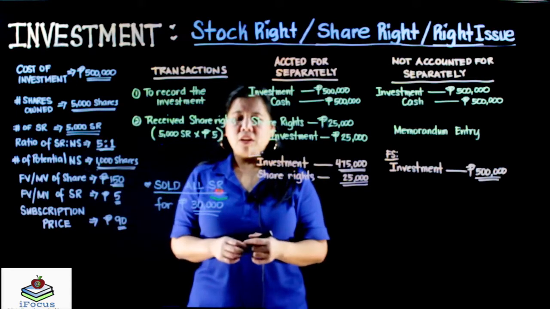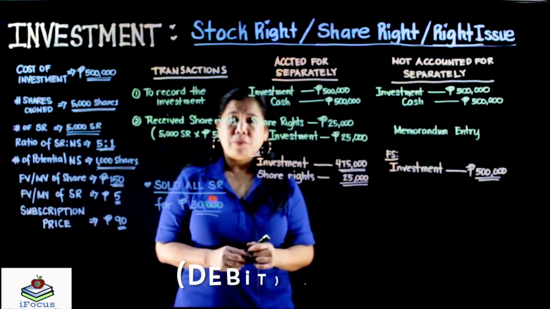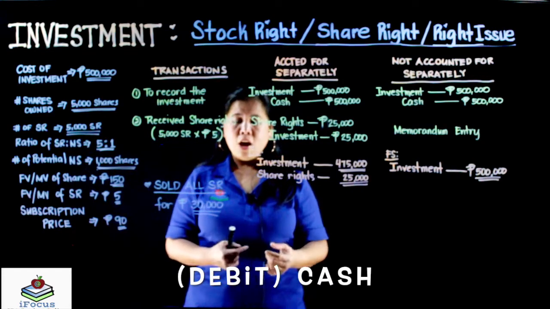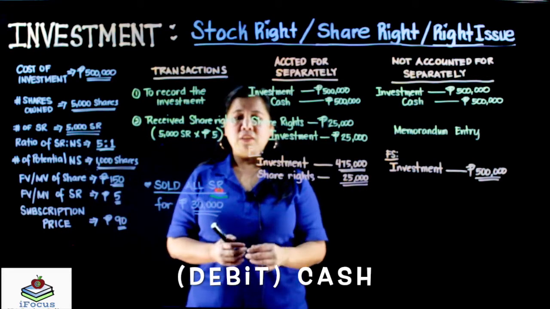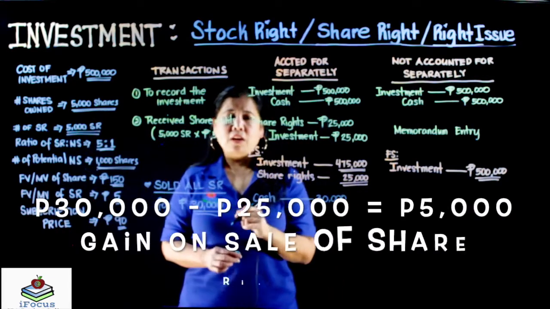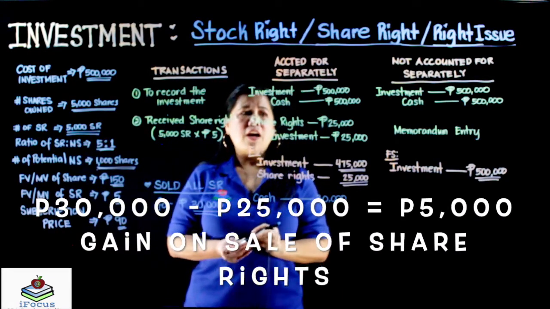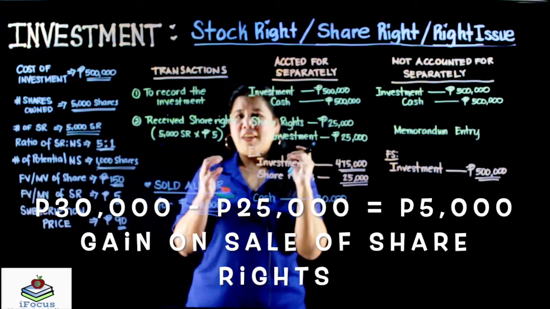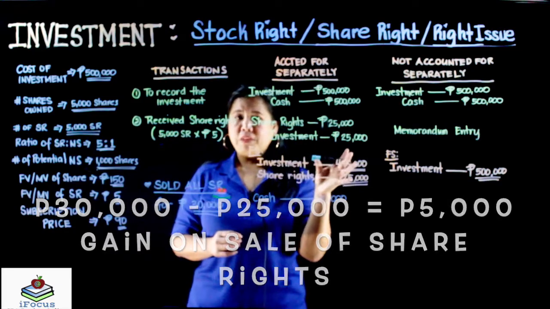Nung ibinenta niya, ang kanyang magiging entry is debit to cash of 30,000 kasi yan ang natanggap niya, or ang kanyang selling price of the stock rights. Ang value ng share rights na ibinenta niya ay 25,000. So, ang ibig sabihin, nagkaroon siya ng gain na 5,000.